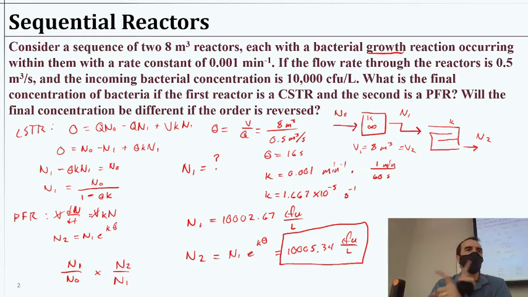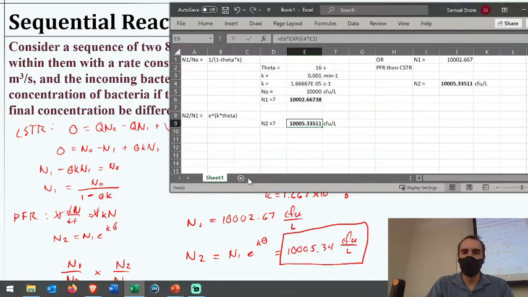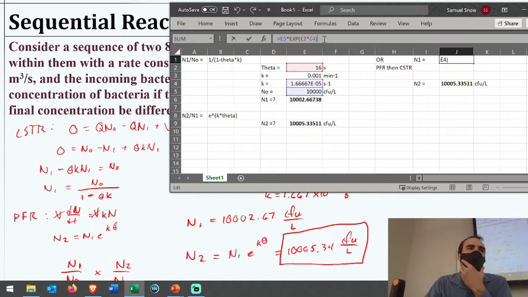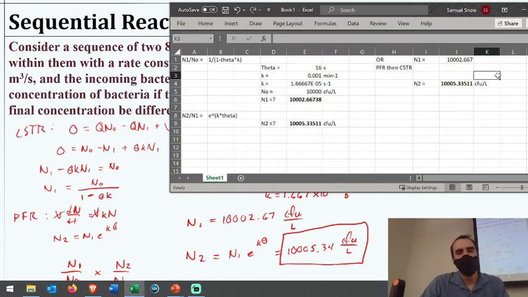We can kind of just do the same process in reverse. But as we know from this principle here, we do expect that it's going to be the same, right? We expect that there's not really going to be a difference. So let me just take a quick show of that. I put in the calculations here for N1. Instead of using the CSTR, I used the plug flow. I took N0 times e to the k theta. That gave us an N1 of, again, just about two bacteria more, and an N2 doing the reverse gives us the same final answer.